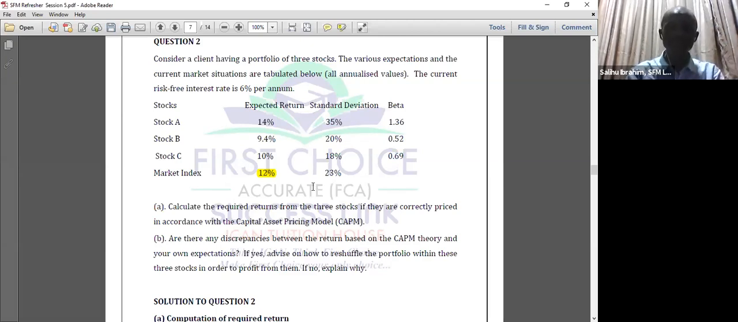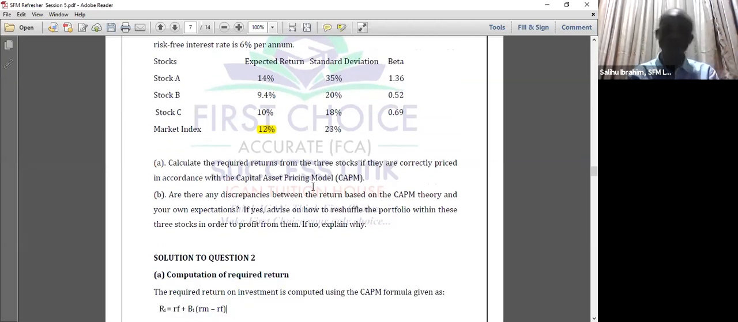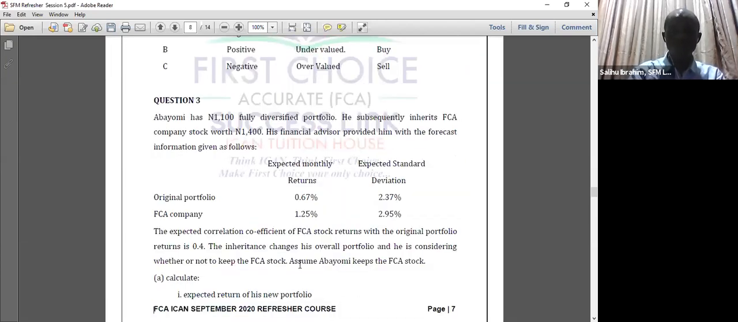Okay, let us continue. Now, B is telling us that we should identify whether there is difference between the expected return and what? And the required return. The expected return and the required return. Now, what do you do? Our expected return is already given here. Look at our expected return. These are our expected return. And we have computed our what? We have computed our required return. So you go and compare the expected return with the required return.